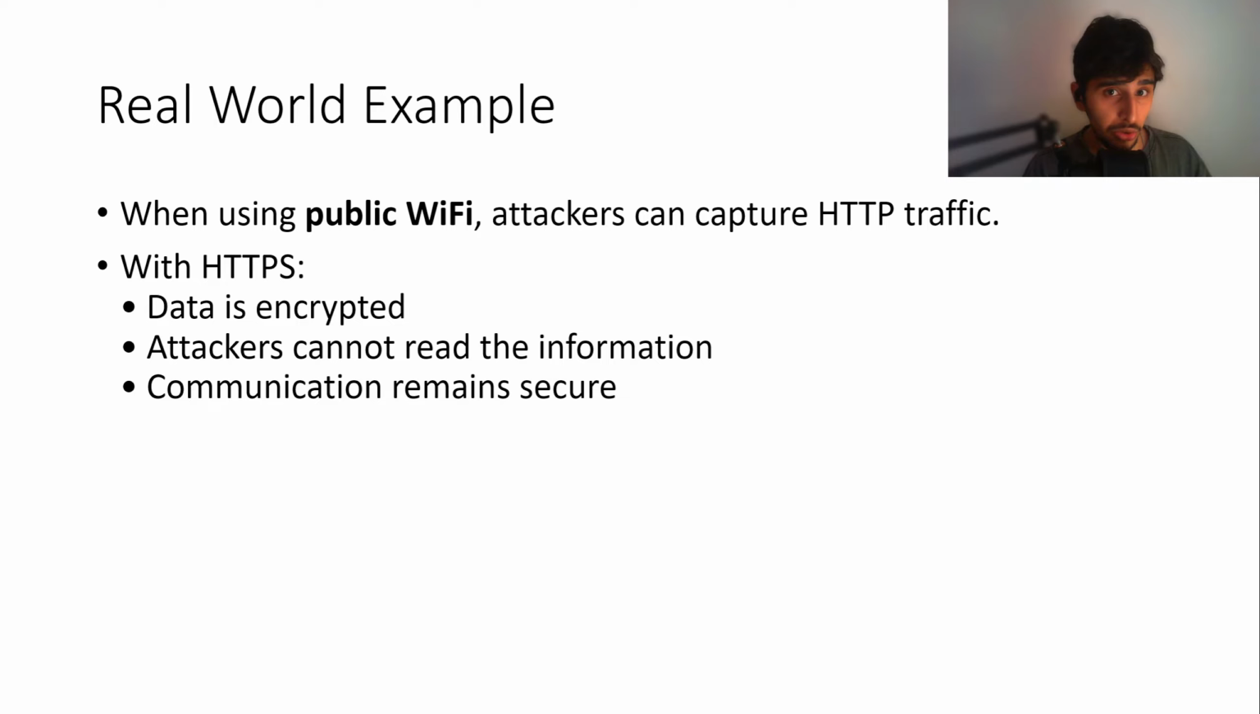Let's say you're sitting in a coffee shop using public Wi-Fi and you open a website using HTTP. Someone on the same network could potentially capture that traffic and read the data. But if the website uses HTTPS, the information is encrypted. So even if someone captures the packets, all they see is encrypted data that they can't actually understand, which is exactly why modern websites are moving towards HTTPS.